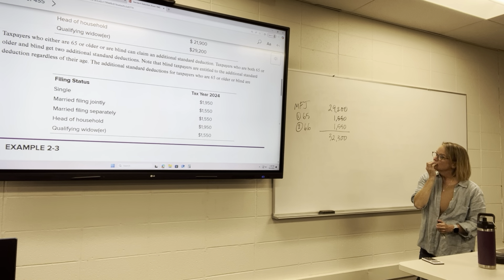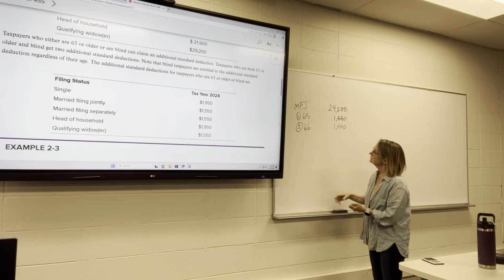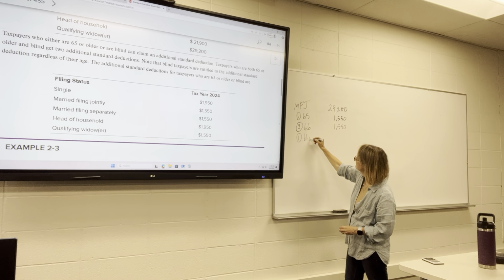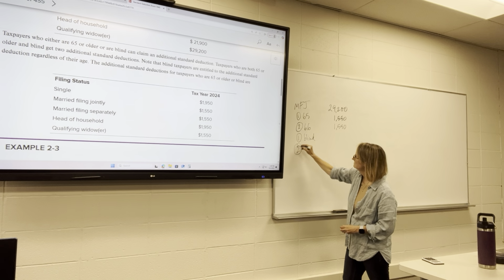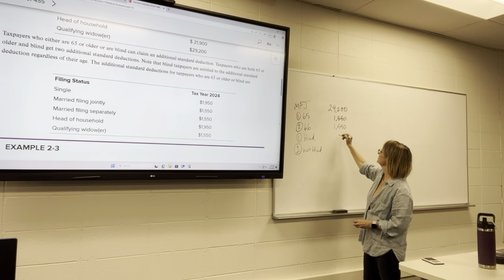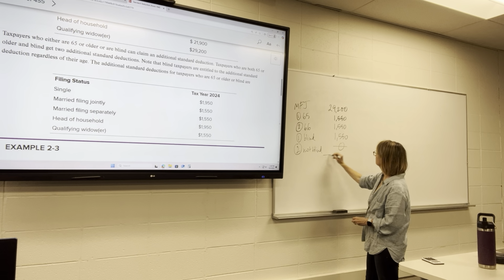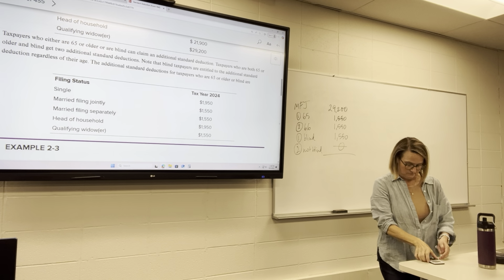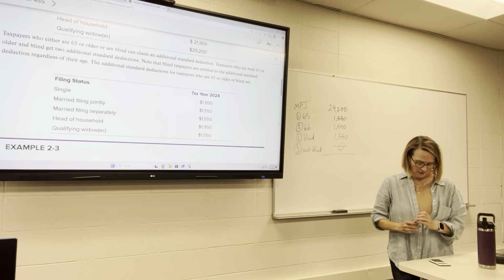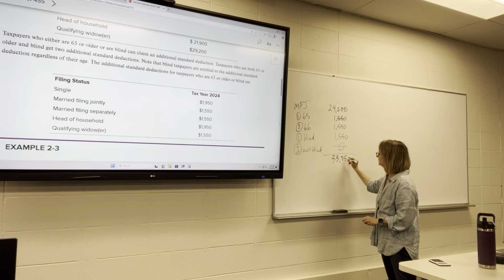All right. Well, let's say spouse 1 is blind and is 65. Spouse 2, not blind. Spouse 1 is going to get another $1,550. Spouse 2, nothing. $33,850 is going to be the standard deduction.